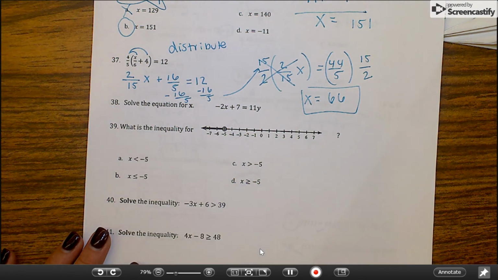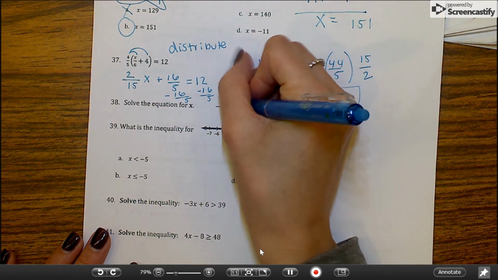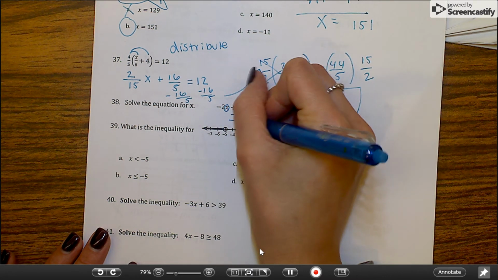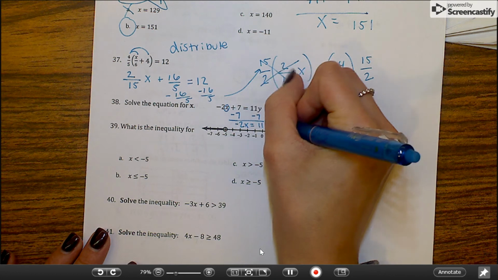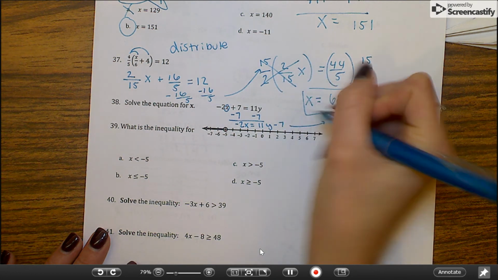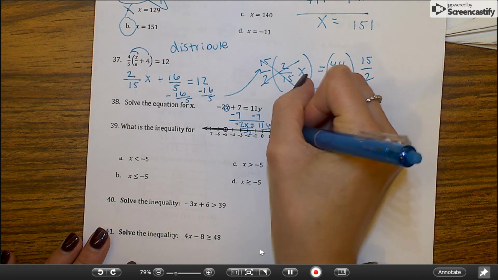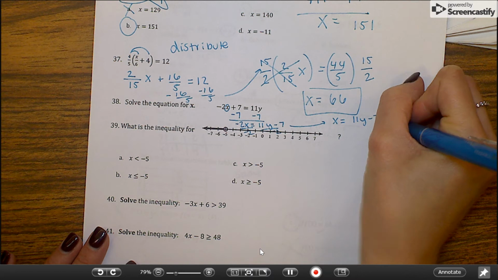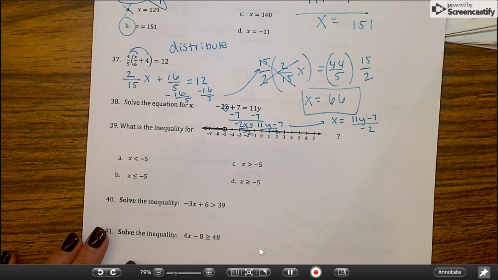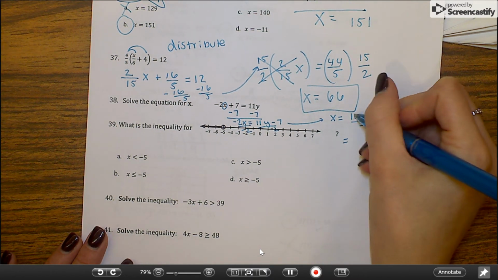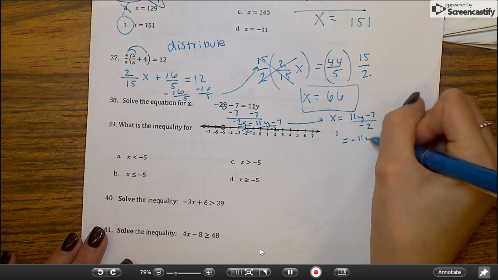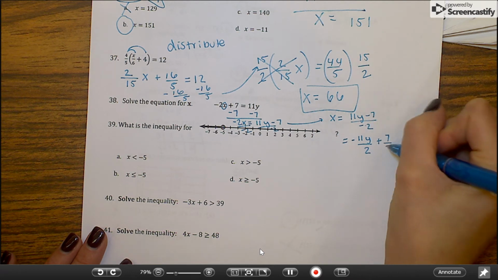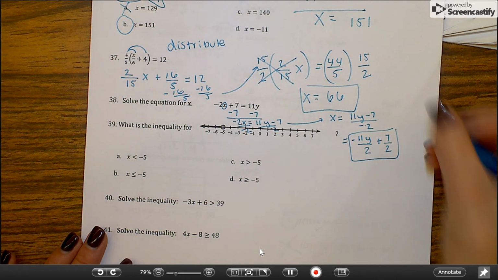38, solve the equation for x. X by itself. Subtract 7. Negative 2x equals 11y minus 7. Divide by negative 2. 11y minus 7 over negative 2. Or you can go further and divide each piece. Negative 11y over 2. Negative divided by negative is positive. This is also acceptable. Both are fine.